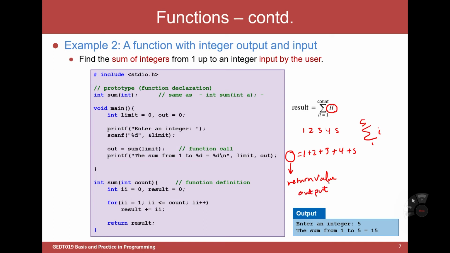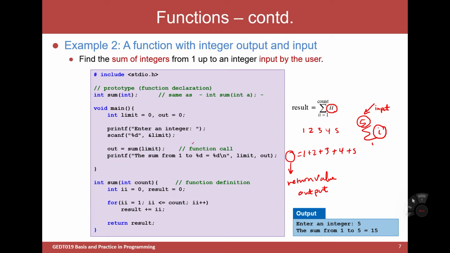So this function receives some input. The input is from where to where you want to sum. This is the input, the 5 here. I want to sum from 1 to 5. I want to sum from 1 to 100. So this one is the input. 5 here is the input. So I have one input, from where to where, and the output is the result, or the result of the summation.